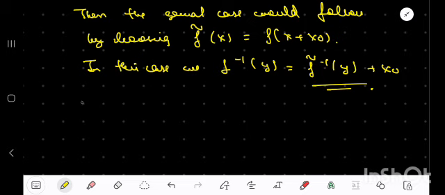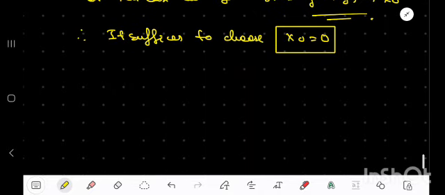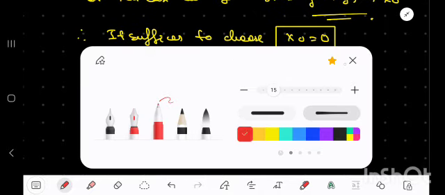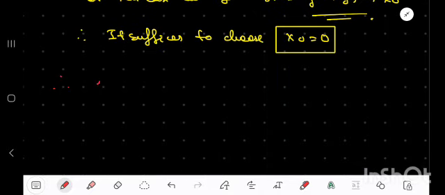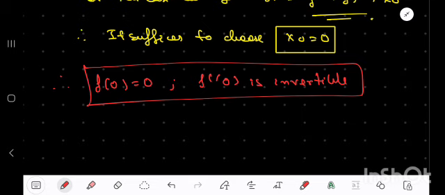Okay, therefore it suffices to choose x naught to be 0 as well. Fine, so what we conclude is that f of 0 is 0 and f prime at 0 is invertible.